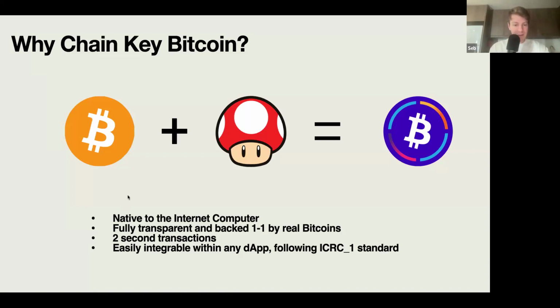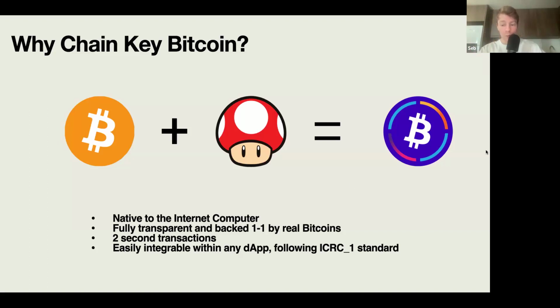That's why chain key Bitcoin has been created. It's a native wrapped Bitcoin on the Internet Computer. It's backed one-to-one by real Bitcoins, which I will explain in the next slide. And the good thing is that because we are using the IC, we have the update calls, so you can make a transaction in 2 to 3 seconds. So 2 to 3 seconds finality, which is probably 100 times better than normal Bitcoin. And also, since we are on the IC network, you can easily plug in with any dApp.